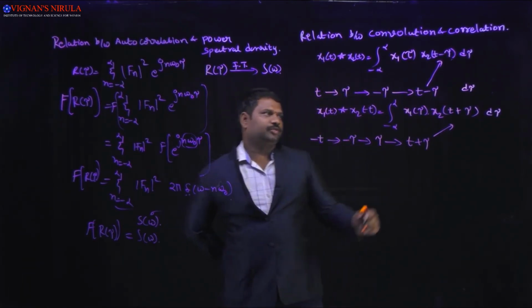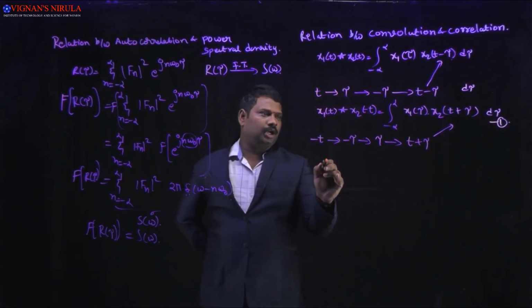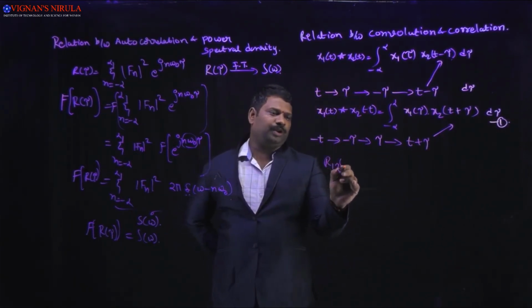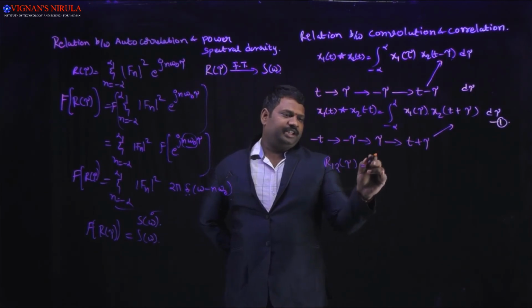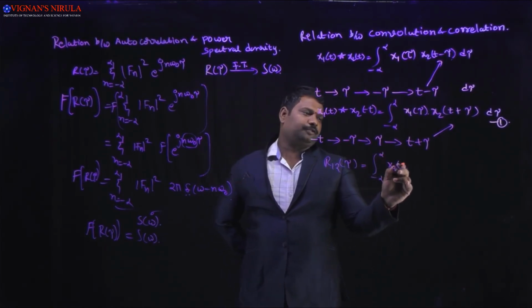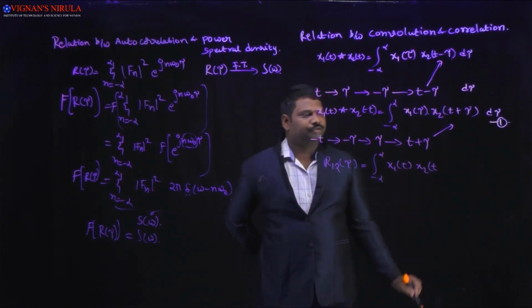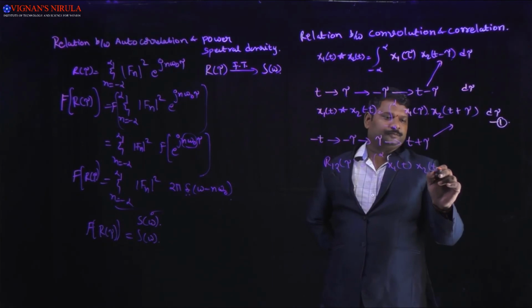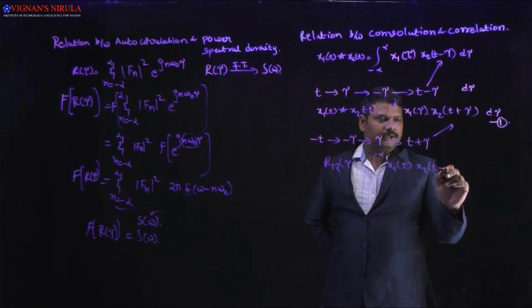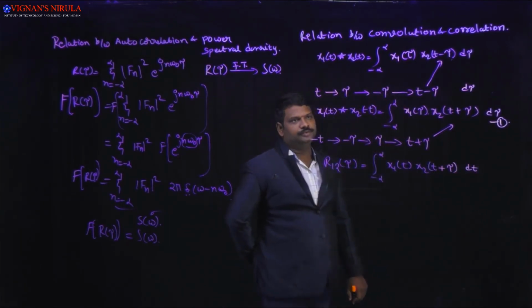Let us keep this as our first equation. As we know, R12 of tau will be given as from minus infinity to infinity, x1 of t, x2 of t plus tau, and the integration with respect to t.